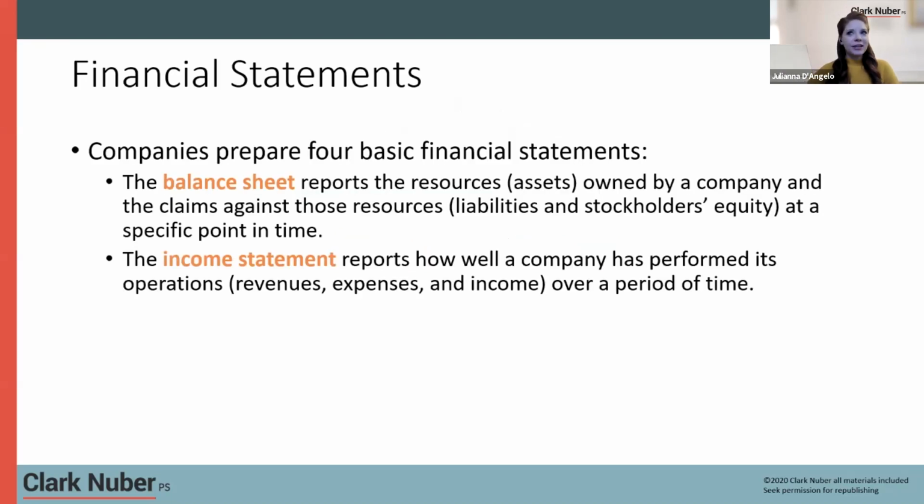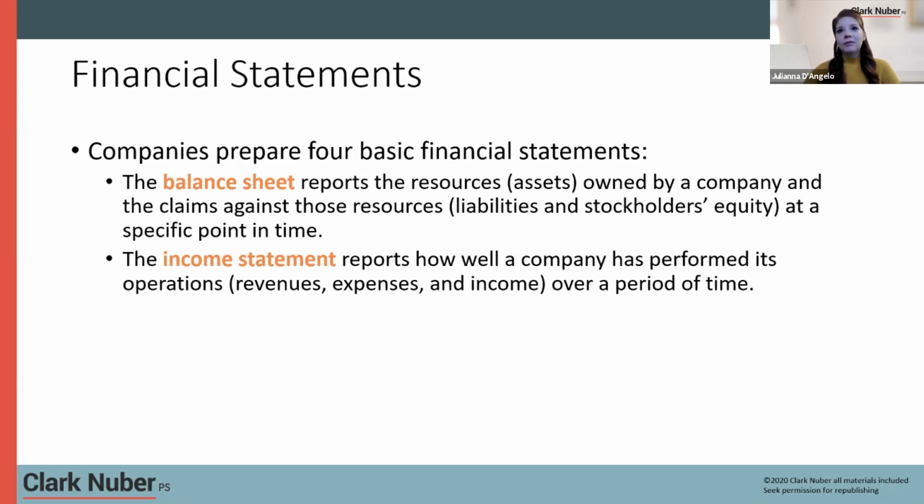So financial statements. The companies in general prepare 4 basic financial statements. The balance sheet reports the resources owned by a company and then the claims against their resources, whether they be liabilities or equity, at a specific point in time. So when you run a balance sheet, you run it as of September 30th. It's not over a range, it's just giving you that specific date and time.